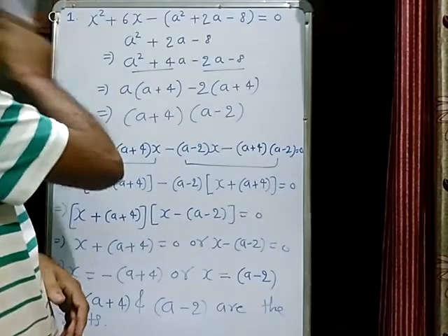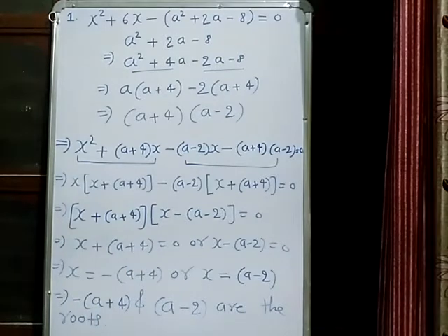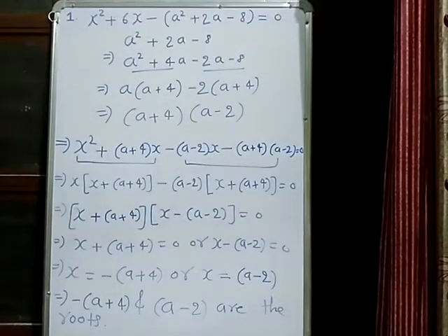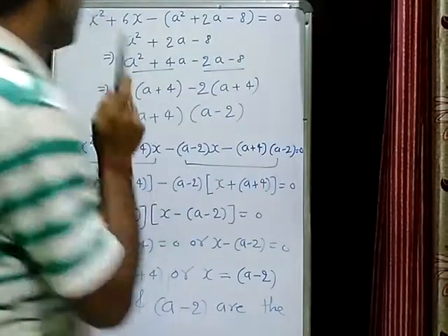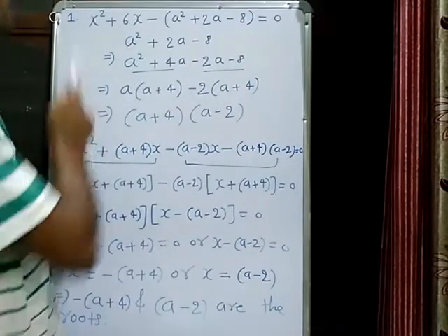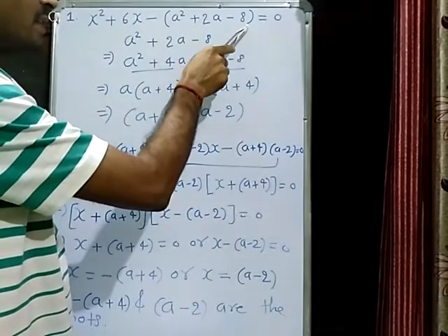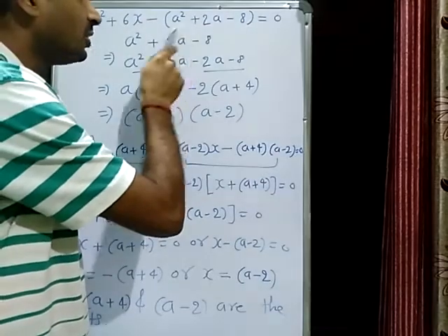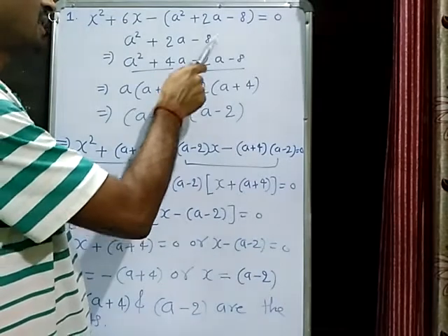Okay, so first question, question number 1. It is given: solve x square plus 6x minus a square plus 2a minus 8 equal to 0. So dear students, to solve this type of question by using the factorization method, first of all we need to factorize this constant term, ये जो c part है ना उसको factorize करना है. So that is a square plus 2a minus 8.